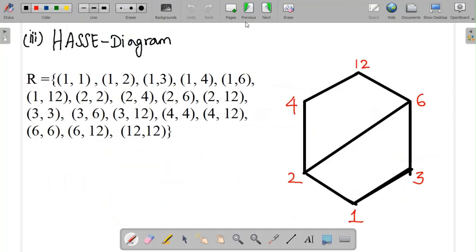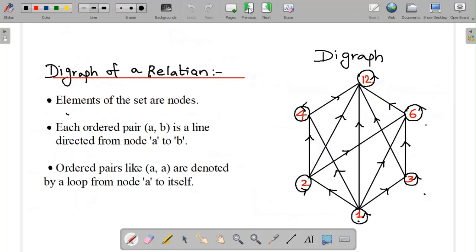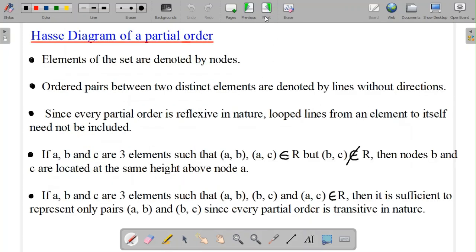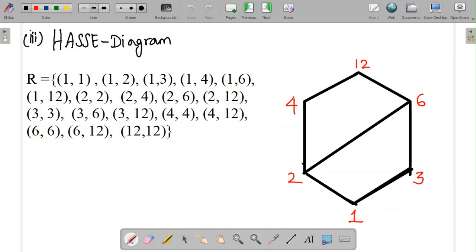Here we express the given partial order as a Hasse diagram. So what is the difference between this and the digraph that we saw? We do not need to represent these loops which connect a node to itself. So we don't have an arrow here, that's not necessary.